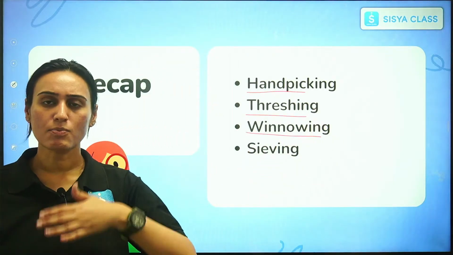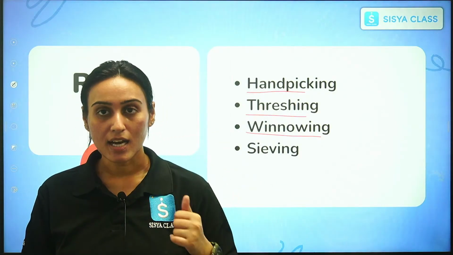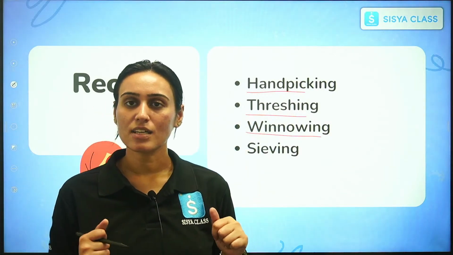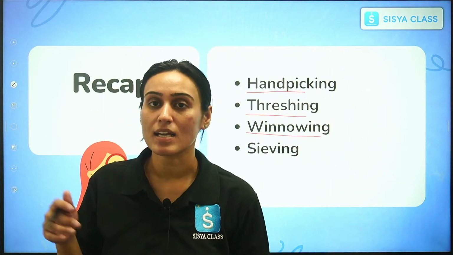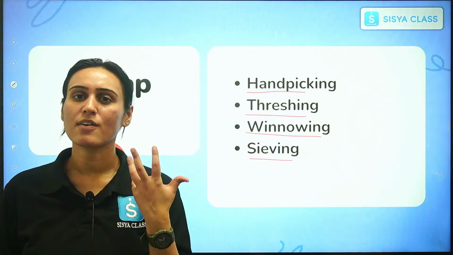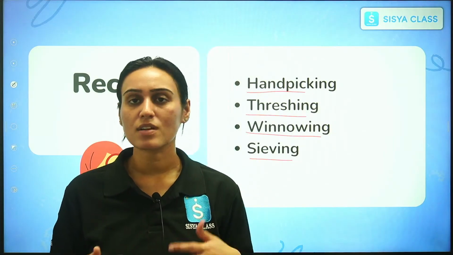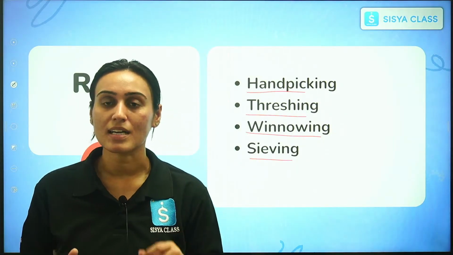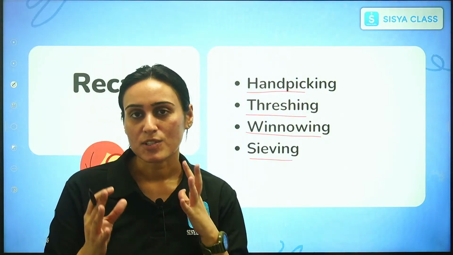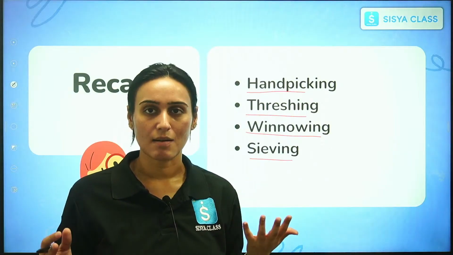By winnowing, you blow the wind, the lighter particles flow away like your husk, and your heavier particles fall down, and like that you can separate them based on difference in density. Then finally, we have seen what do we mean by sieving, in which you separate out the particles based on their size. So like your smaller particles, bigger particles, you can separate them with the help of sieving. So we have seen examples of that as well.